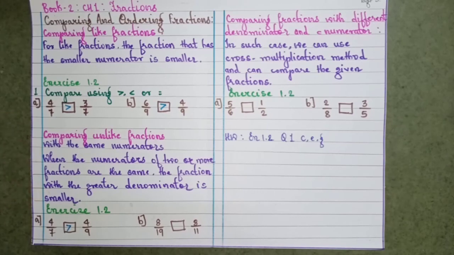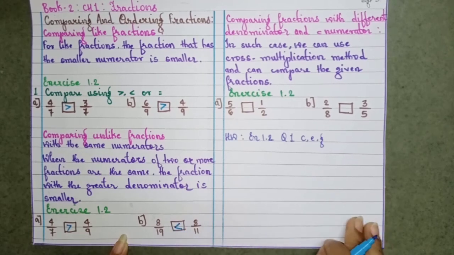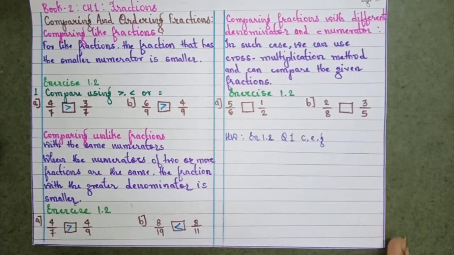Okay, so let's check here. Here also the numerators are the same. So 8 by 19 and 8 by 11. So here the greatest denominator means the smallest fraction, and the smallest denominator means the greatest one. Therefore 8 by 19 is smaller than 8 by 11. Okay, so do not get confused about this.